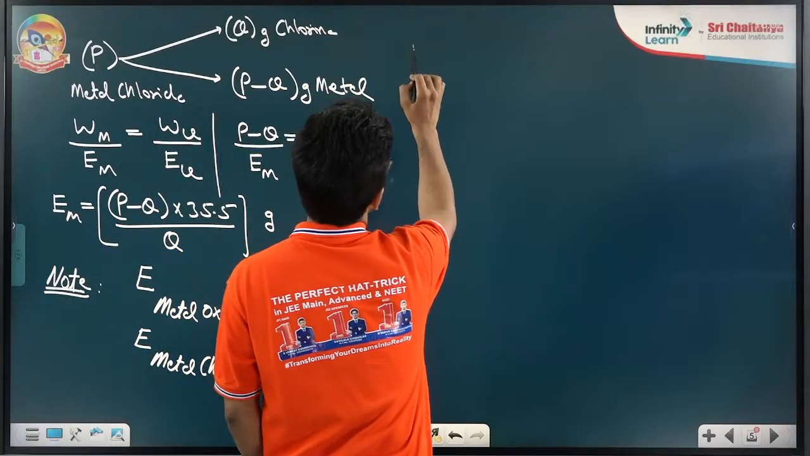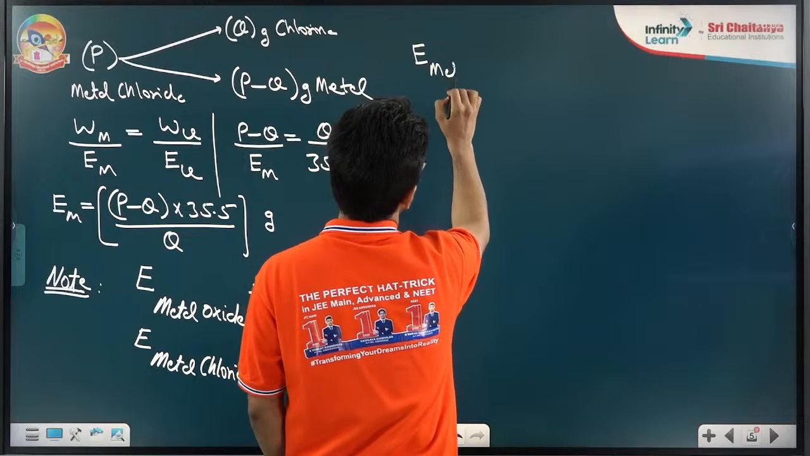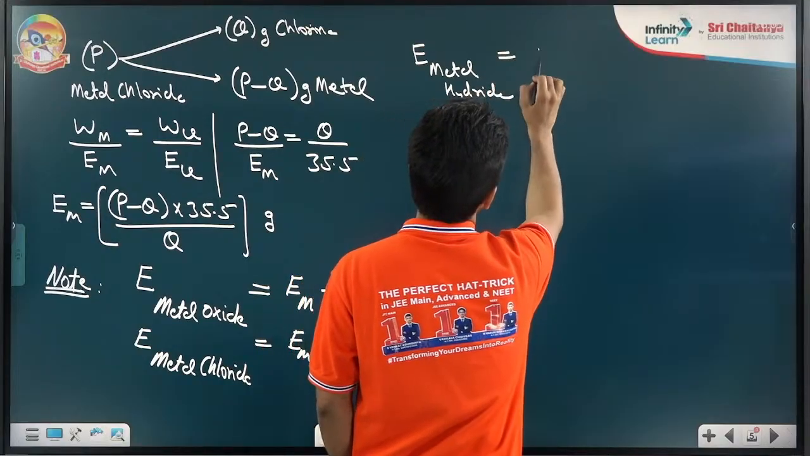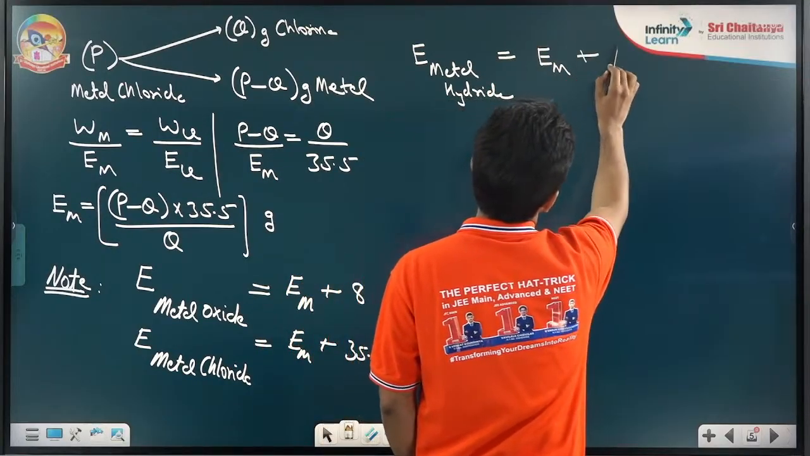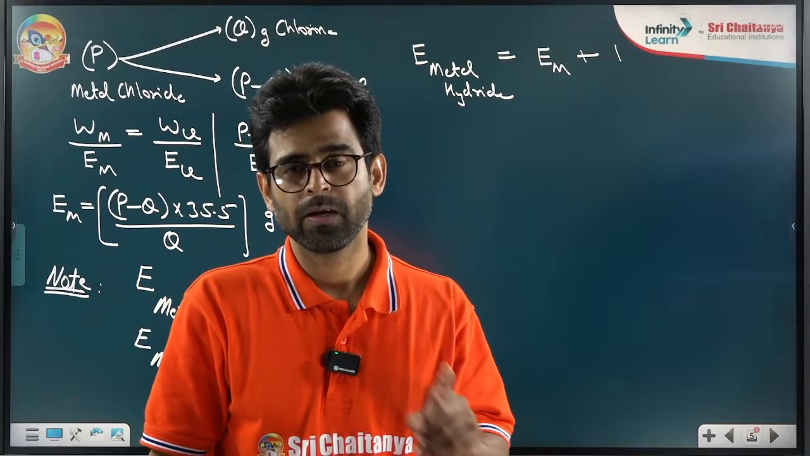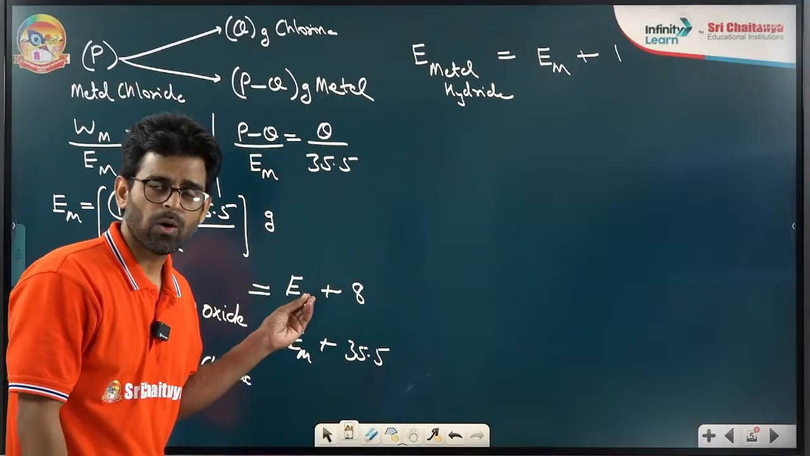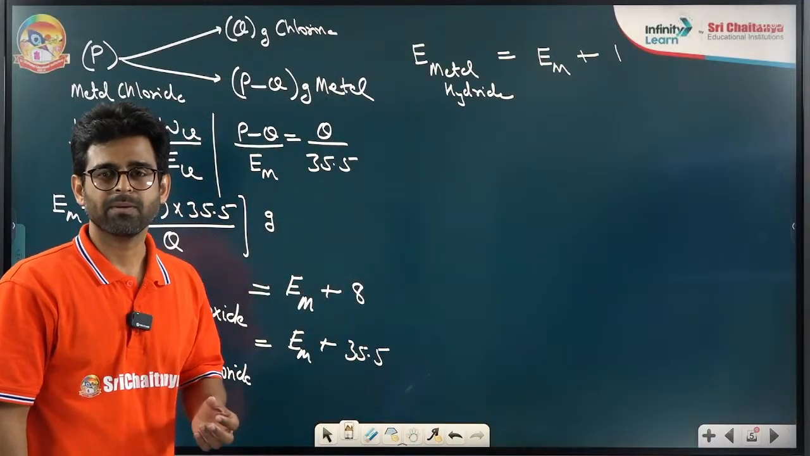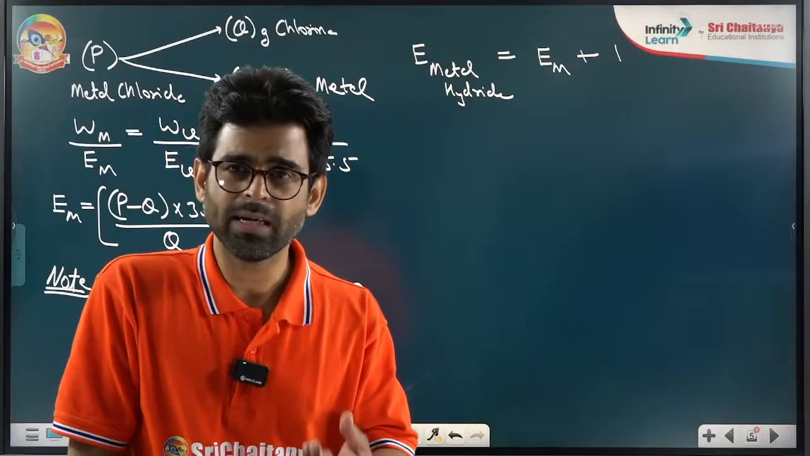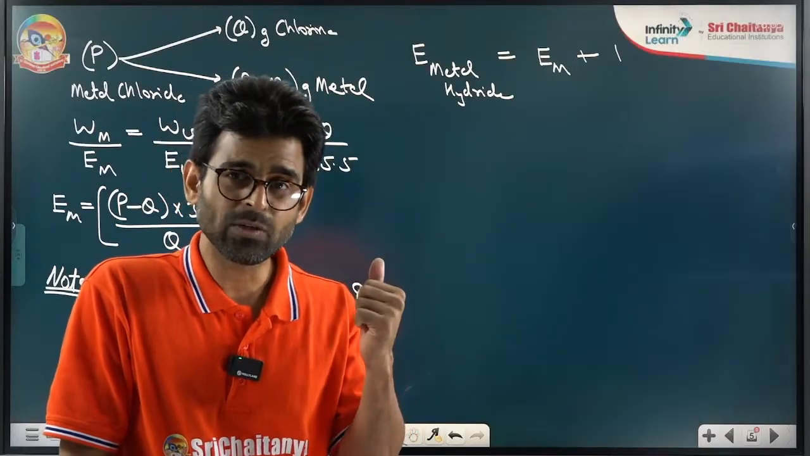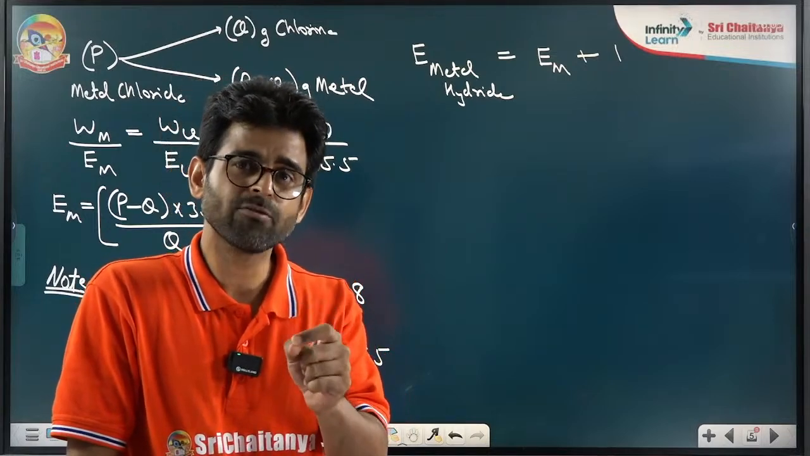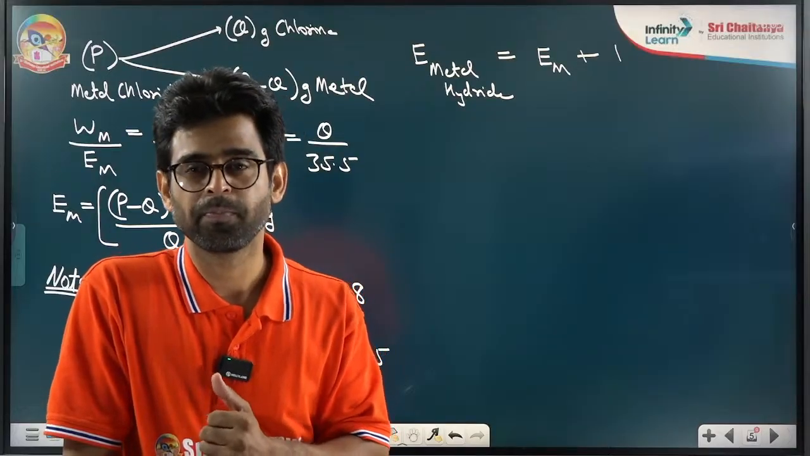Similarly, I can say the equivalent weight of metal hydride will be the equivalent weight of metal plus 1, the equivalent weight of hydrogen, or you can say hydride ion. I don't know how many oxygens are present in the formula, or how many metal ions, but directly I can say that. This thing I cannot say about the molecular weight or molar weight. In molar weight, I need the formula. Then only I can give the molar weight value.